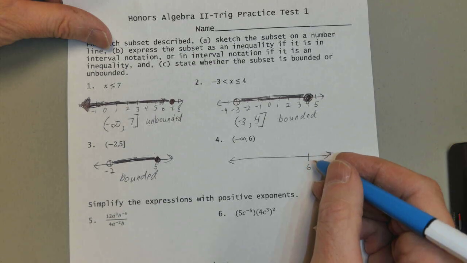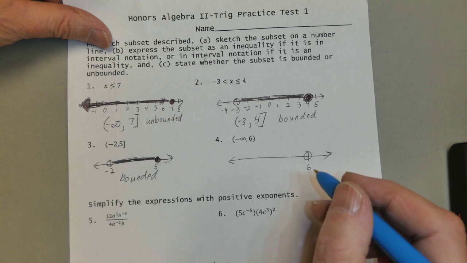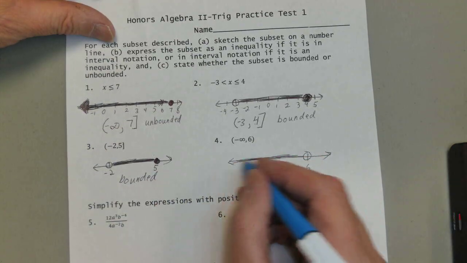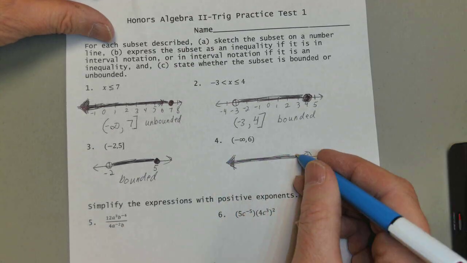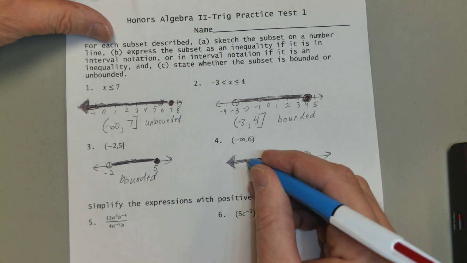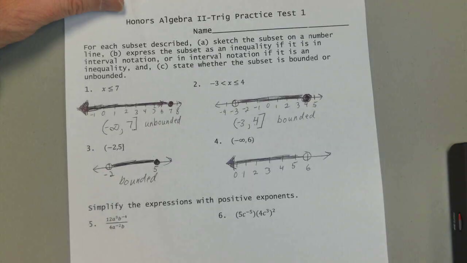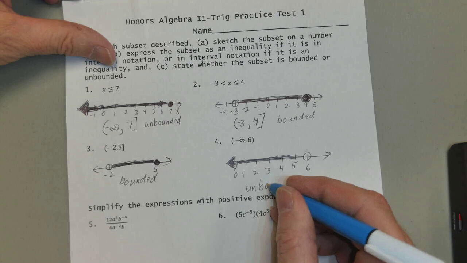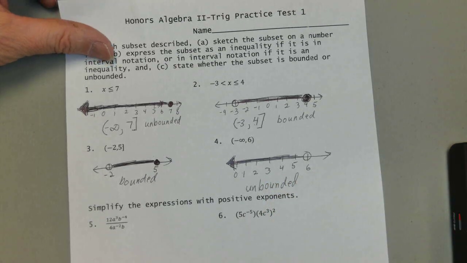So if I put 6 here, I want an open circle because that's a curved bracket. And -infinity is the left side, which is going like so. Okay, and this is 5, and 4, and 3, and 2, and 1, and 0, and negative also. Okay? This one is unbounded. Okay, so just remember some of those things. All right.